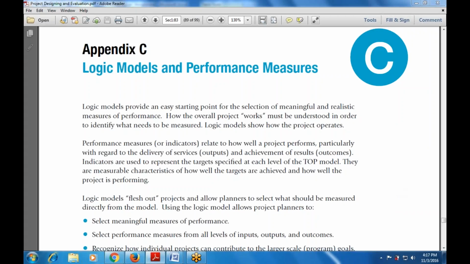So we work on the logic models. What are the various logic models? What are their performance indices? What are the performance measures that can be taken with the data gathered together with the logic model, on the safer side, for the selection of meaningful and realistic measures of performance?